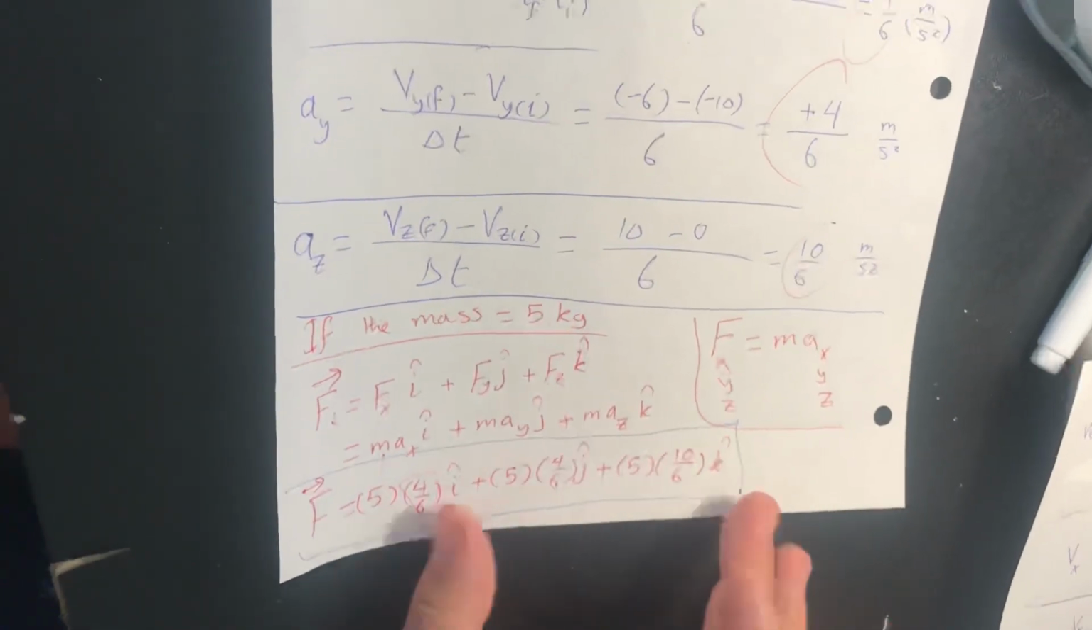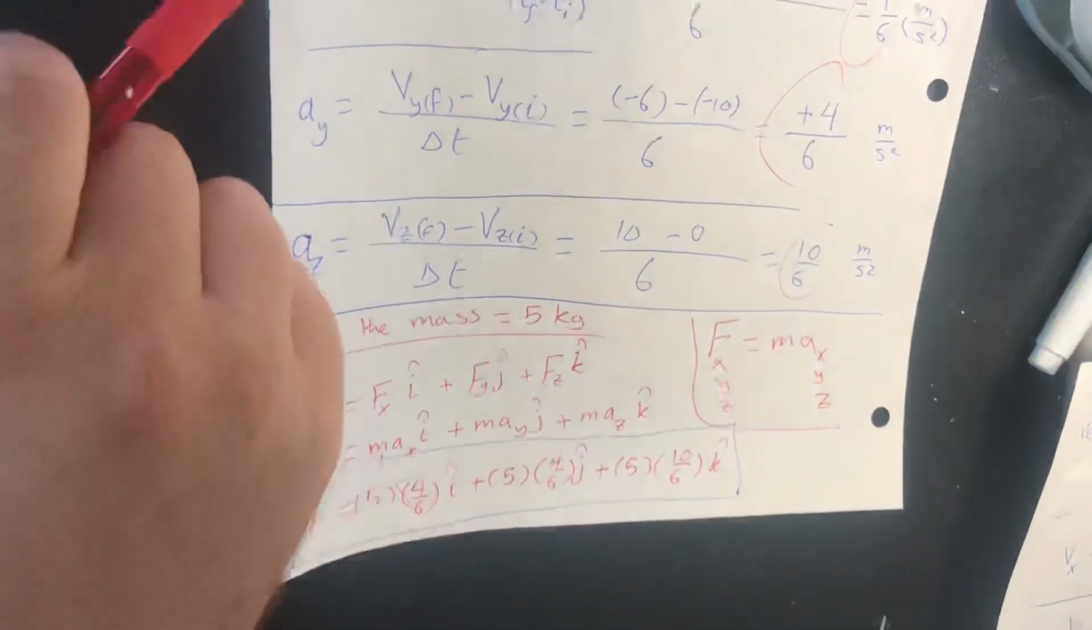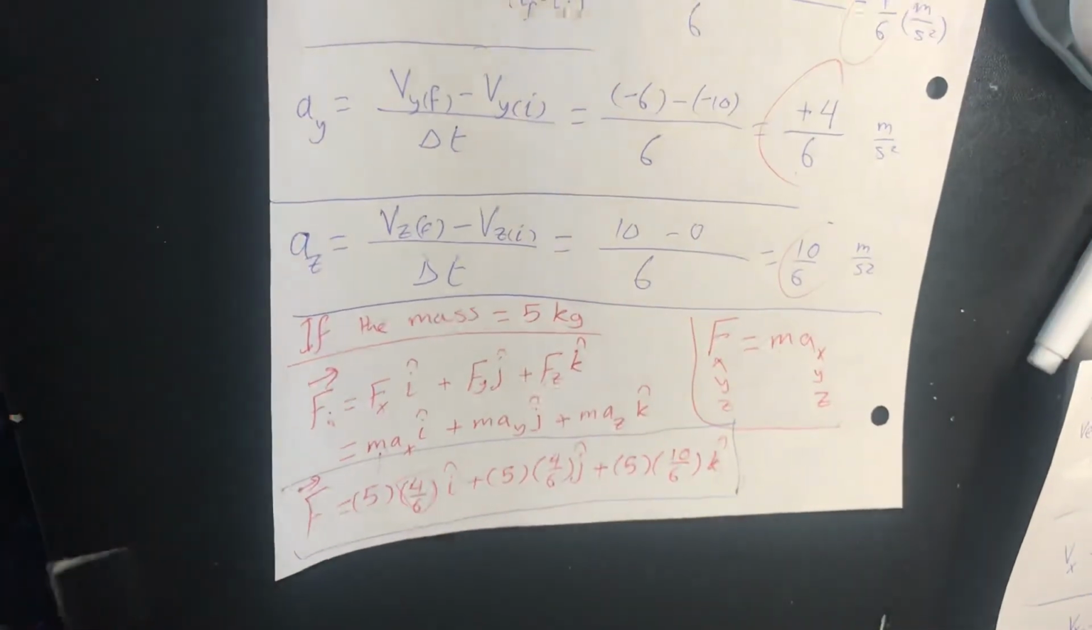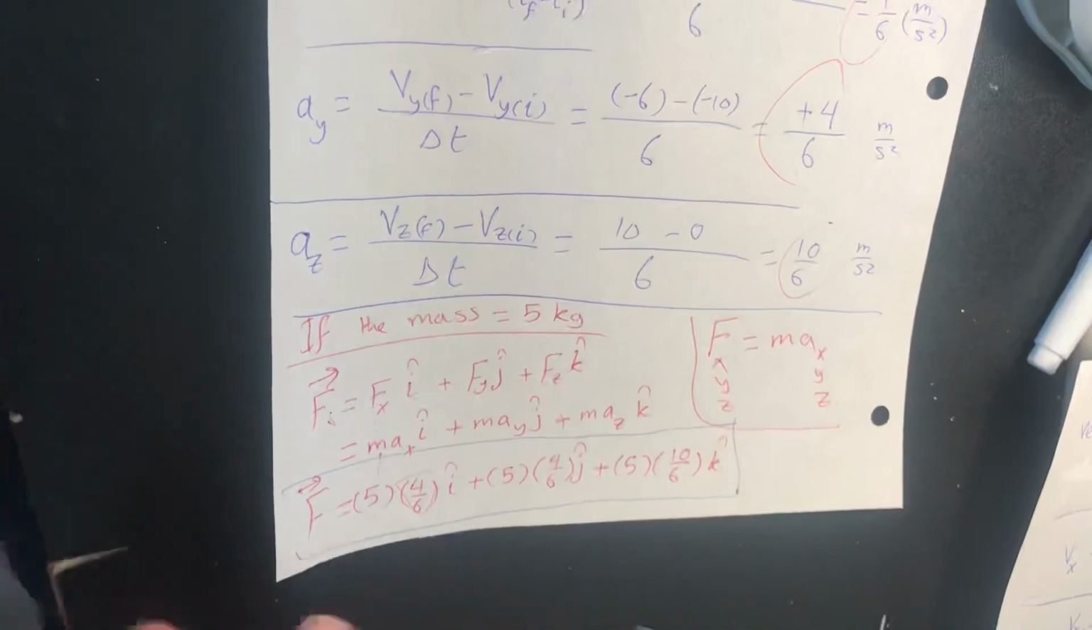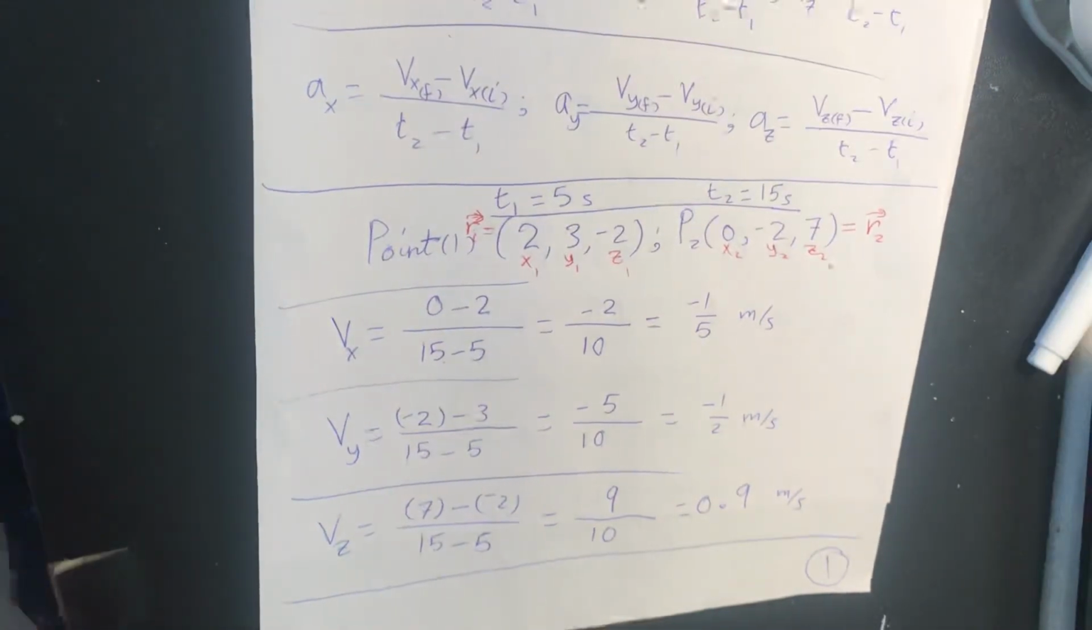Now, in this example, we compute the acceleration vector from the change in velocity, and the average velocity from the change in position.